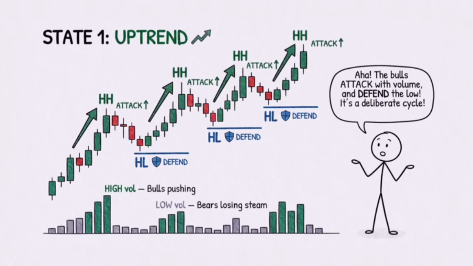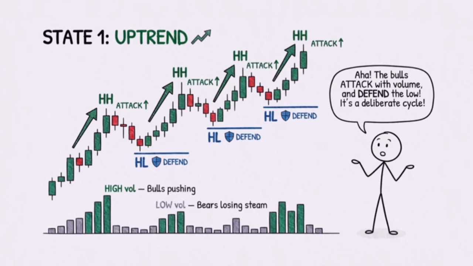State number 1, uptrend, bulls in control. Here's how it works mechanically. The bulls attack, they push price up and break the previous high, creating a new higher high. Then the bears try to counterattack, but the bulls defend their position. Price bounces off their defensive line and creates a higher low. This cycle repeats: higher high, higher low, higher high, higher low. The bulls keep expanding their territory, and if you watch volume, you'll see it clearly.